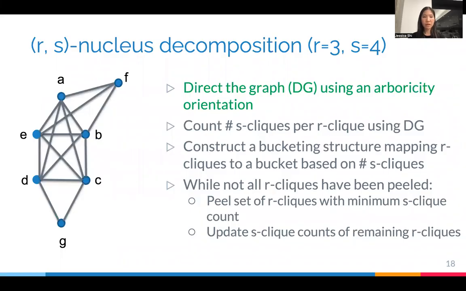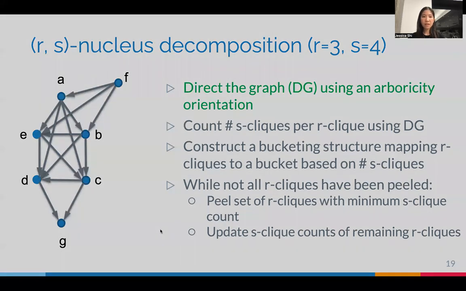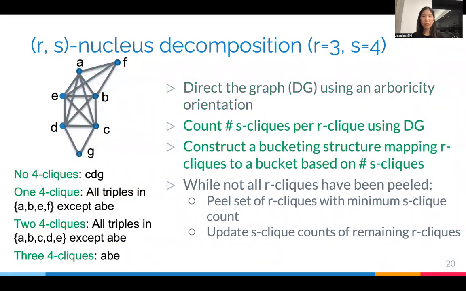So I'll show this on an example graph on the left here, where r equals 3 and s equals 4. So we're concerned about the number of four-cliques that every triangle participates in. So we begin by directing the graph using an arboricity orientation. And then, so this is an example of the directed graph. And then we count the number of four-cliques per triangle using this directed graph.